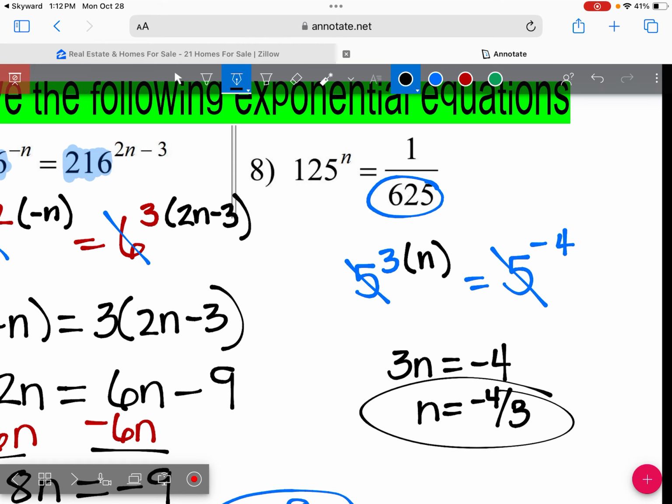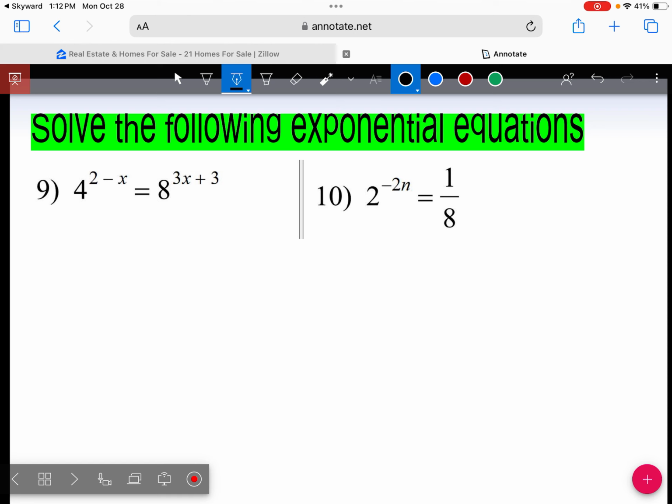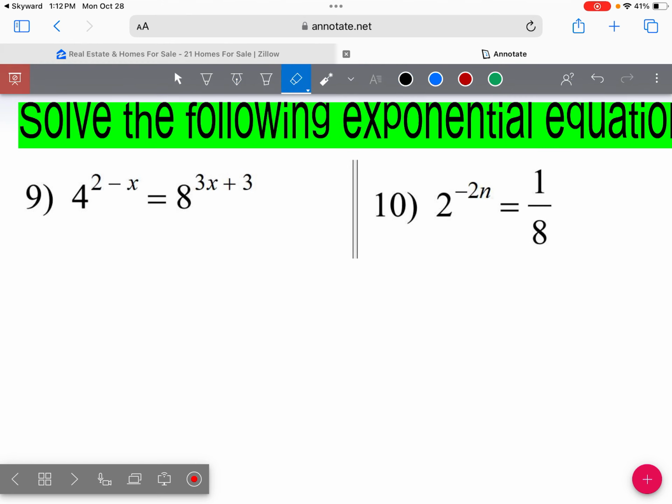Okay, so let's just focus on number 9. Go ahead and copy down number 9, and then take a minute and see if you can figure out the answer by yourself.